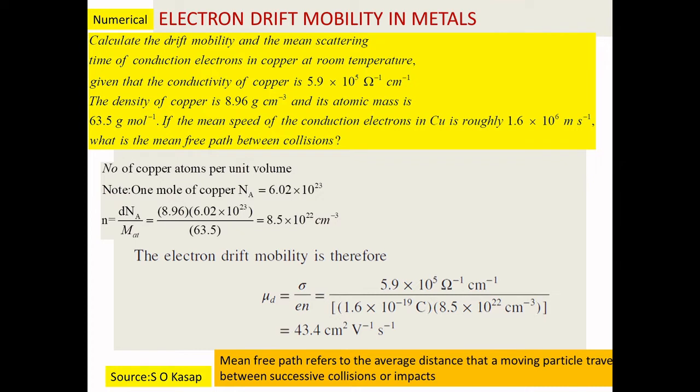It is not the drift velocity. It is called the mean speed of electrons. You have some particular value for it. And tau is your mean free time.